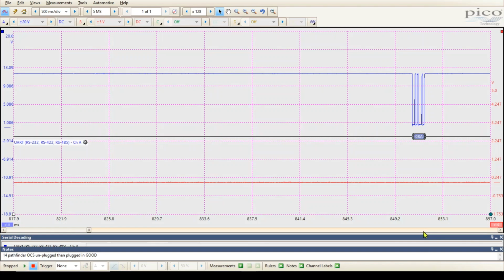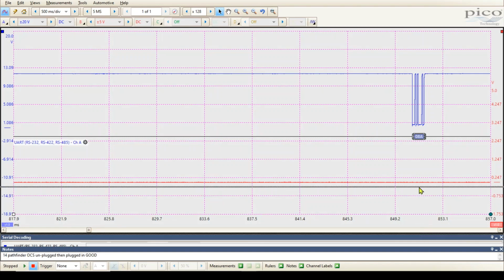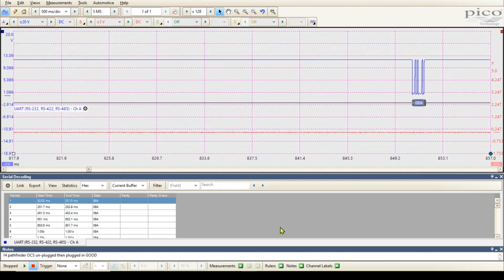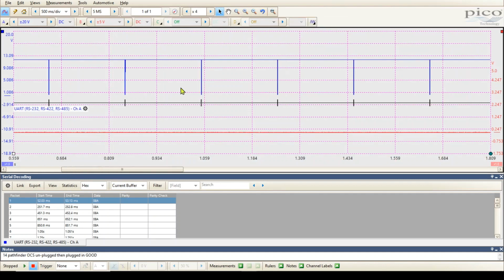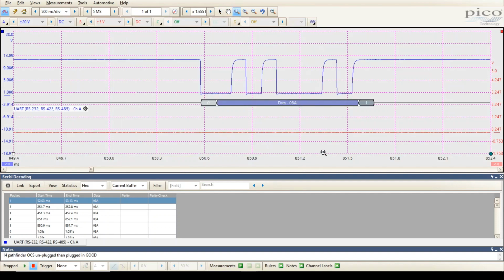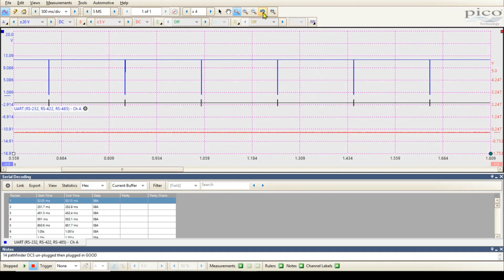So first off, let me get the decoding up. Now this is totally unscripted, so I'm just going to freely go out this. So we have a bunch of 08As. And so I'm thinking that 08A is the airbag controller knocking on the door. Hello, hello, hello. And it's not getting a response.